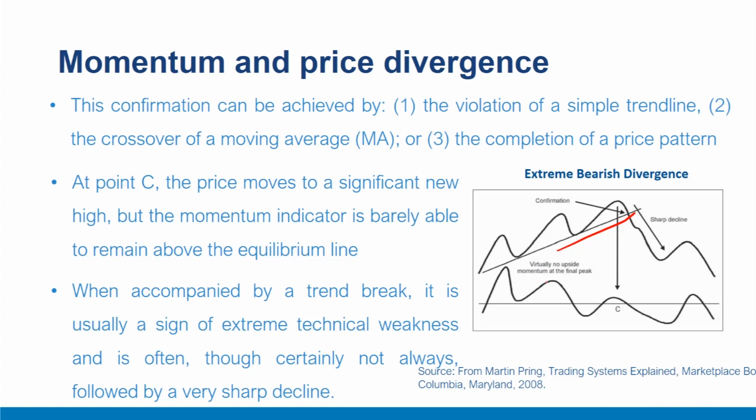As a general rule, the greater the number of negative divergences, the weaker the underlying structure. At point C here in the figure, the price moves to a new significant high. But the momentum indicator is barely able to remain above the equilibrium line. So it is barely at the equilibrium line. Such a situation demands utmost caution when accompanied by a trend line break. As we can also see here, the trend line break is there, which is usually a sign of extreme technical weakness and is often, though not always, followed by a sharp decline, as we can see here.